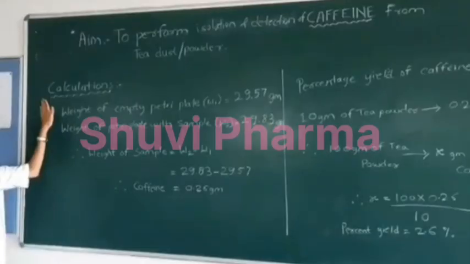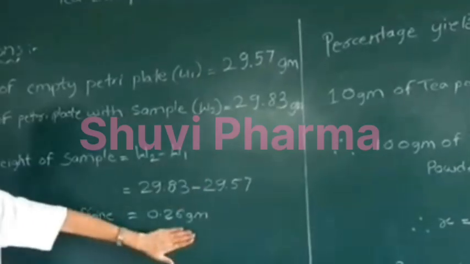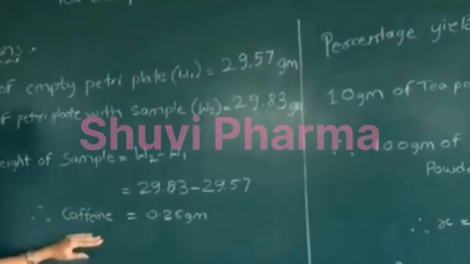So for calculation, first the weight of the empty petri plate is taken, that is 29.57, and I have labeled this as W1. Second is the weight of the petri plate with sample, whichever the evaporated sample is there, W2 is equal to 29.83 gram, and the weight of the sample is obtained by subtracting W1 from W2, that is W2 minus W1, and the value is 0.26 gram of caffeine was isolated.